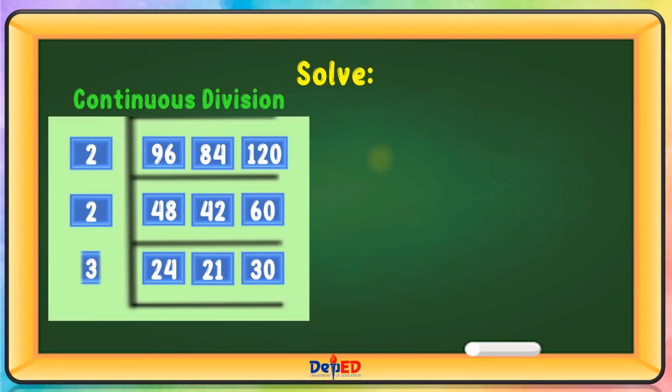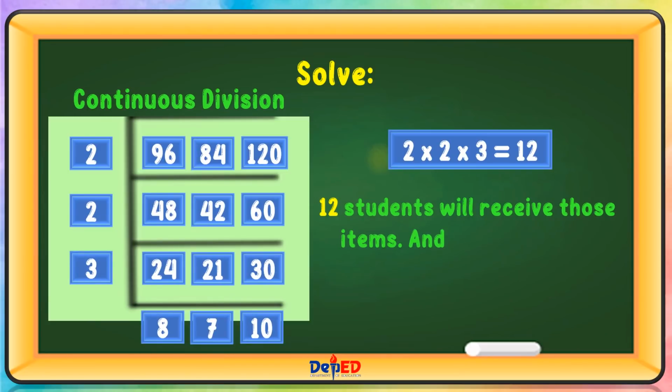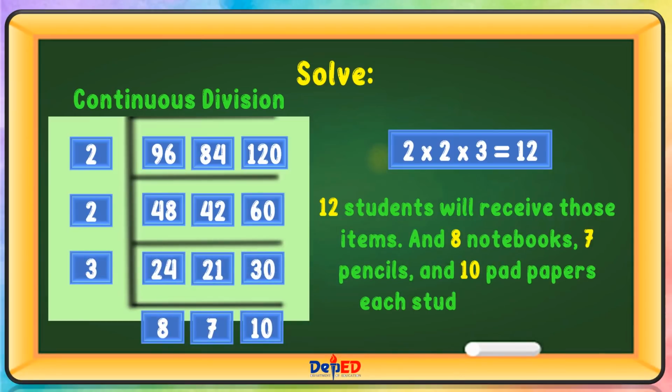Let us use the prime number 3. 24 divided by 3 equals 8. 21 divided by 3 equals 7. 30 divided by 3 equals 10. 2 times 2 times 3 equals 12. 12 students will receive those items, and each student will get 8 notebooks, 7 pencils, and 10 pad papers.